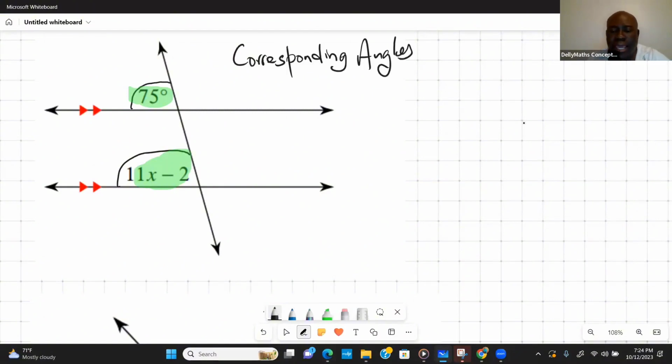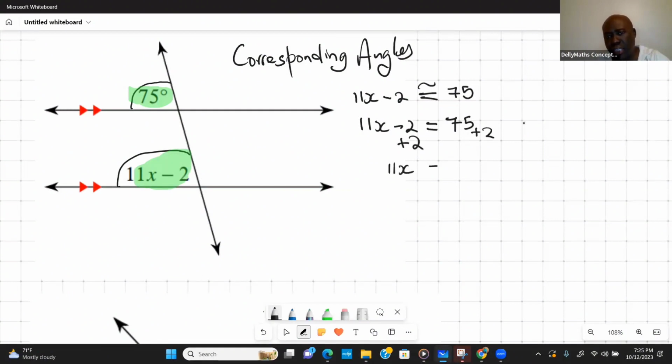What do we know about corresponding angles? Corresponding angles are congruent. So 11x minus 2 is congruent to the 75 degrees. Congruent suggests that they are equal, so I can now put an equal sign between them. And at this moment, I'm able to solve for x. So I'm going to add 2 to both sides. So 11x is equal to 77, and then we divide both sides by 11.